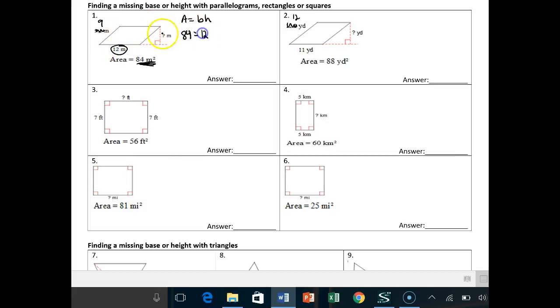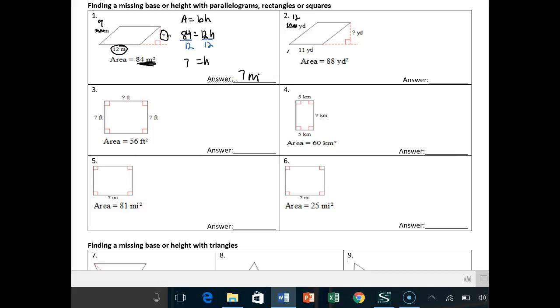That's 12. Do you have a height? Nope, that's the question mark. So you're solving for h. So we've written our formula, we've plugged in, now we just got to solve. It's a one-step equation. Divide both sides by 12. So in this case, your height is going to be equal to 7. So 7 meters.